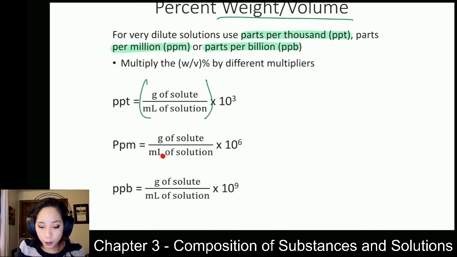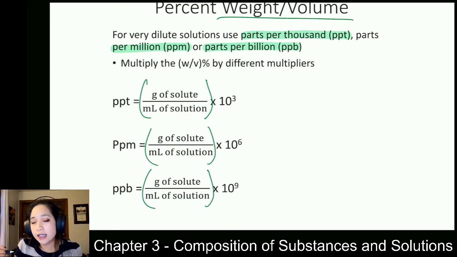To get to parts per million, you take that same weight over volume ratio, but this time you multiply by a million. And to get to parts per billion, again, it's the same thing, but you multiply by a billion. These different units are applied to very dilute solutions because these different multipliers will change where that decimal place is, so you can read the number more legibly.